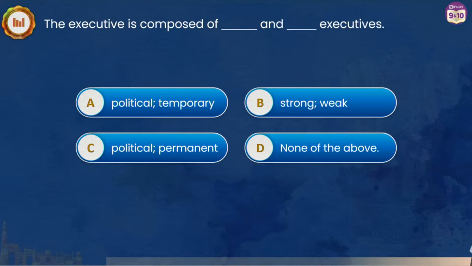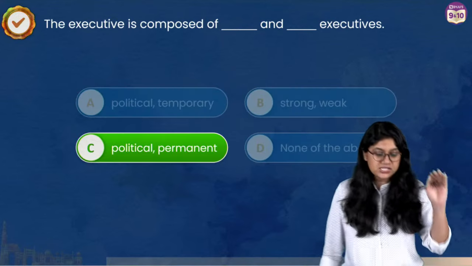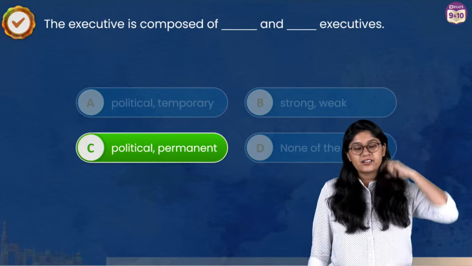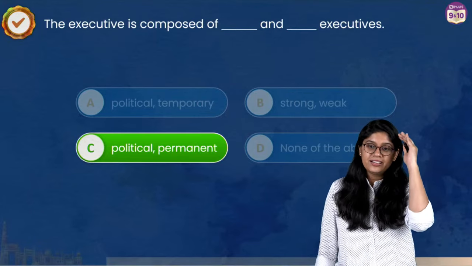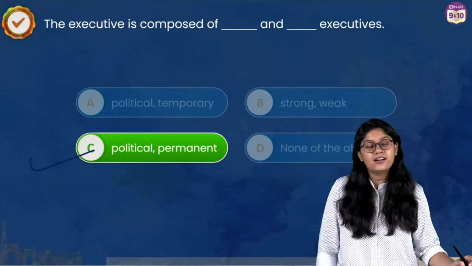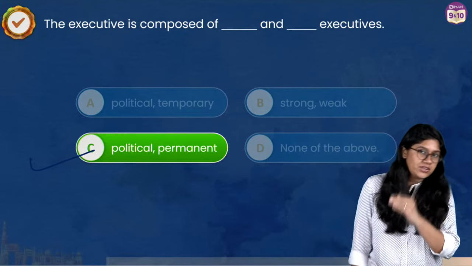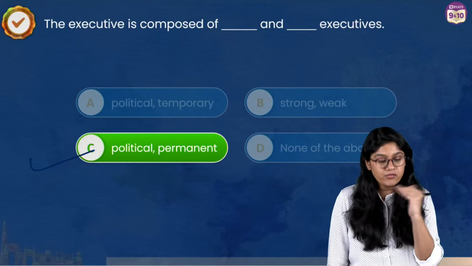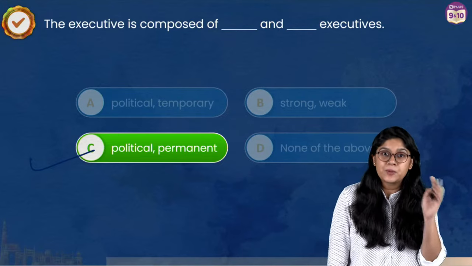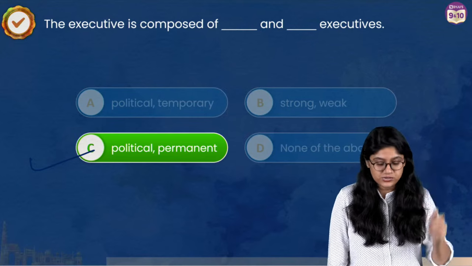We say the President is the head of the state altogether. Head of the state means everything is above. Basically, the President is above all of these. But the President does not have any power to function. The President will be working in accordance with the Prime Minister and the Council of Ministers.